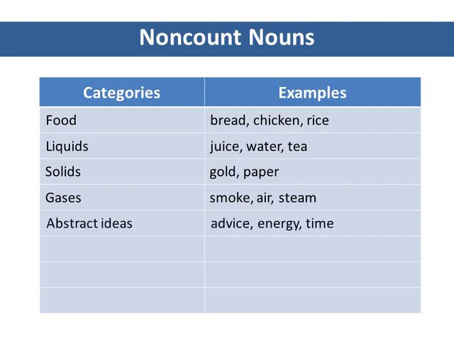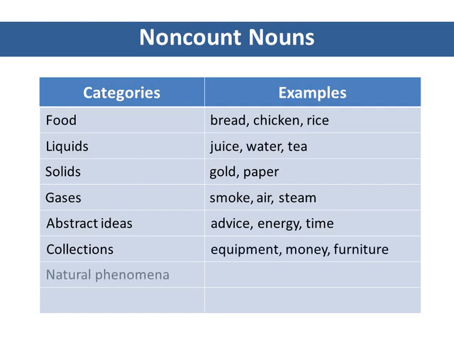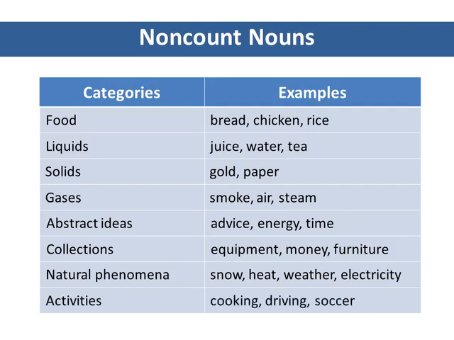Abstract ideas, like advice, energy, and time. Collections of groups or items, such as equipment, money, and furniture. Natural phenomena, for example, snow, heat, weather, and electricity, as well as activities, like cooking, driving, and soccer.